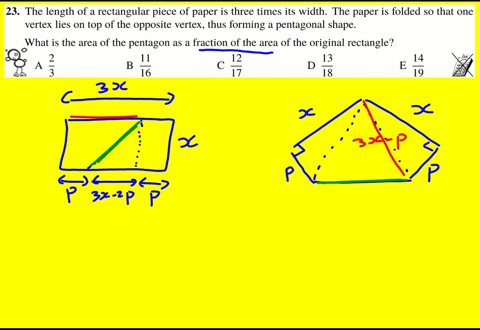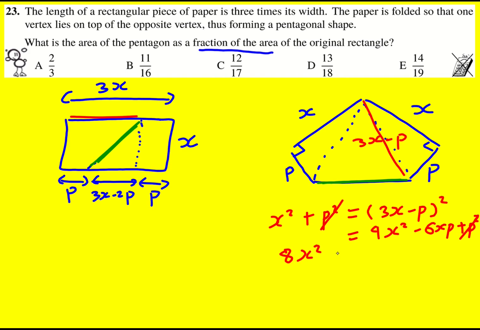So we can use Pythagoras' theorem on this triangle on the right and write down that x squared plus p squared is equal to 3x minus p all squared. Expanding that bracket gives 9x squared minus 6xp plus p squared. Cancel out the p squareds. Rearrange, we're going to get 8x squared equals 6xp. x is clearly not 0, so we can just cancel out an x. I mean, we could factorize it as a quadratic, but there's no need. We know that x is not 0. And then we get that p is going to be 4 over 3x.